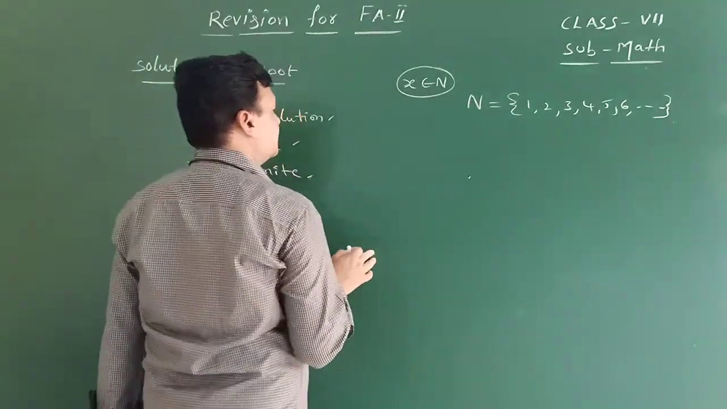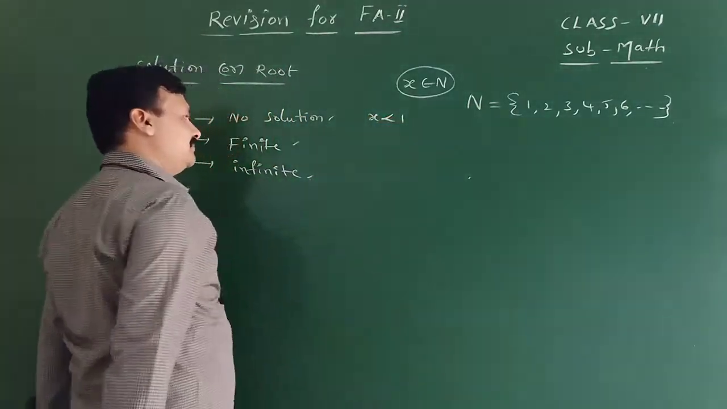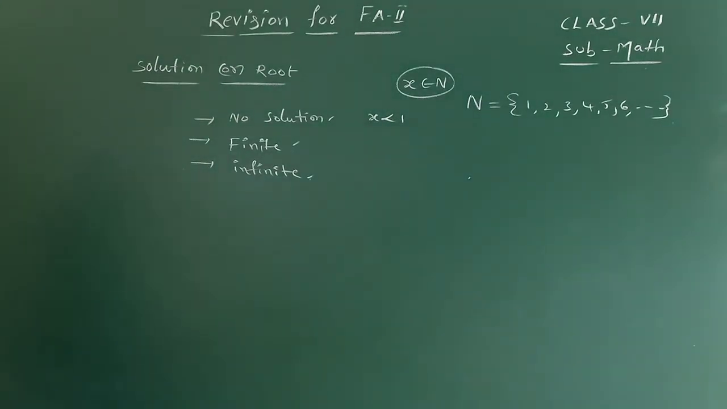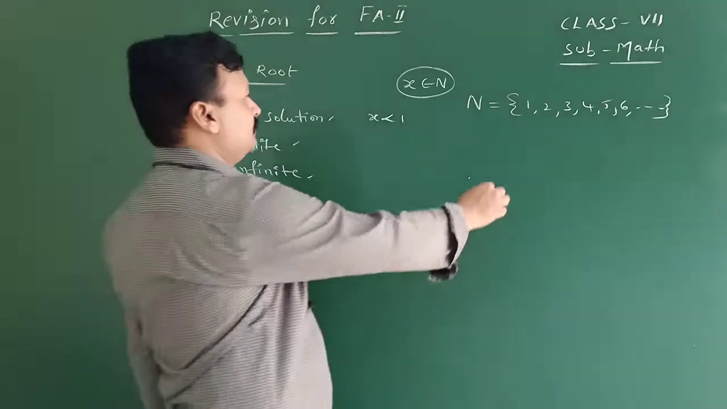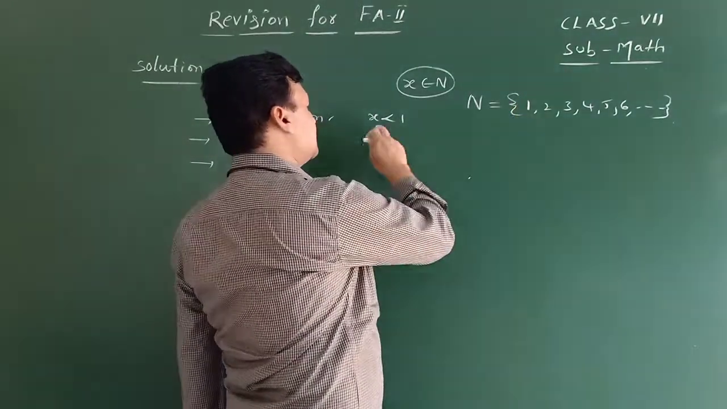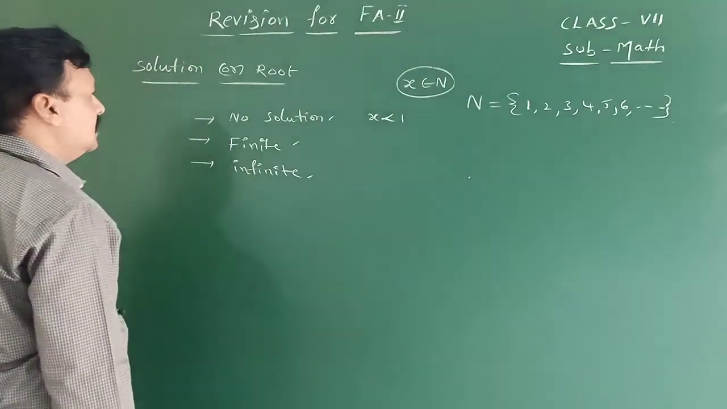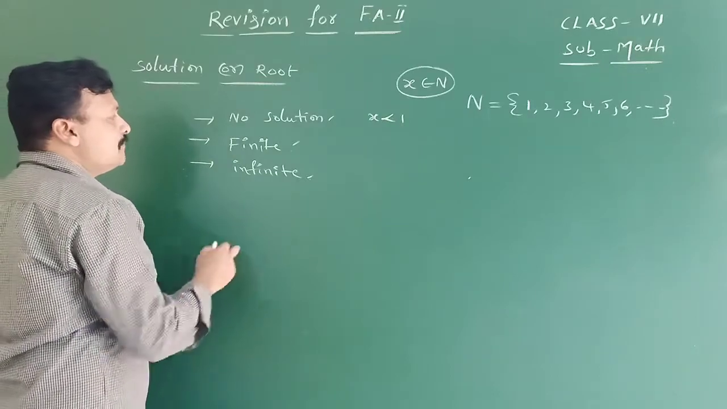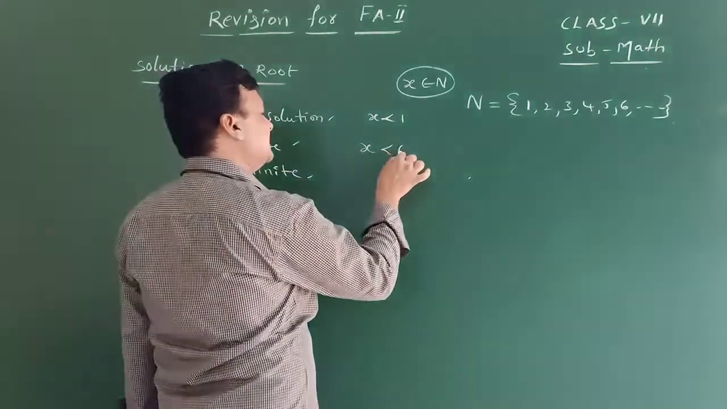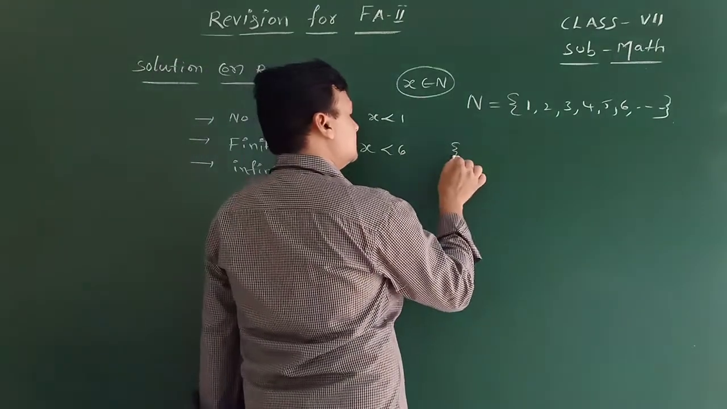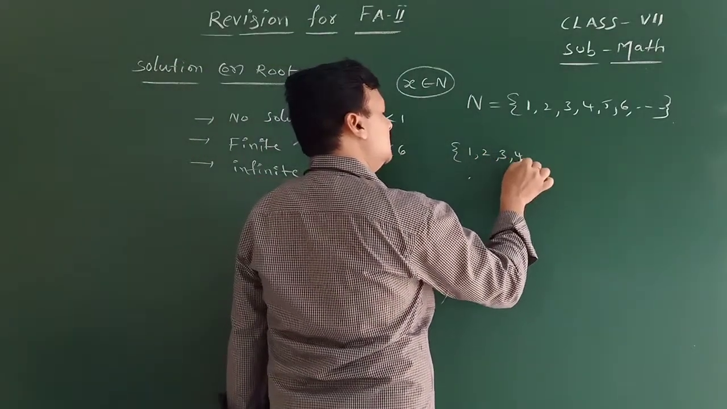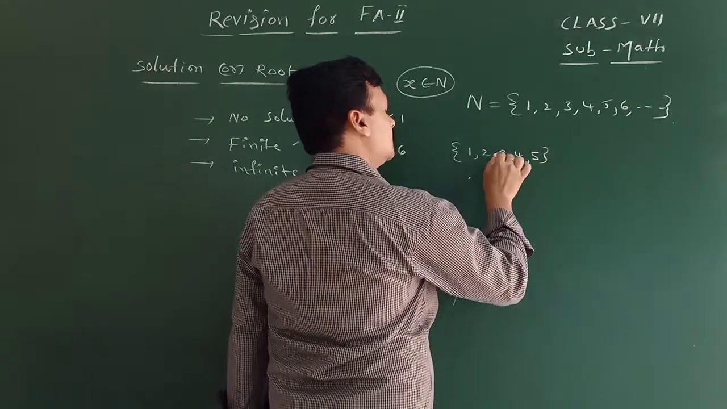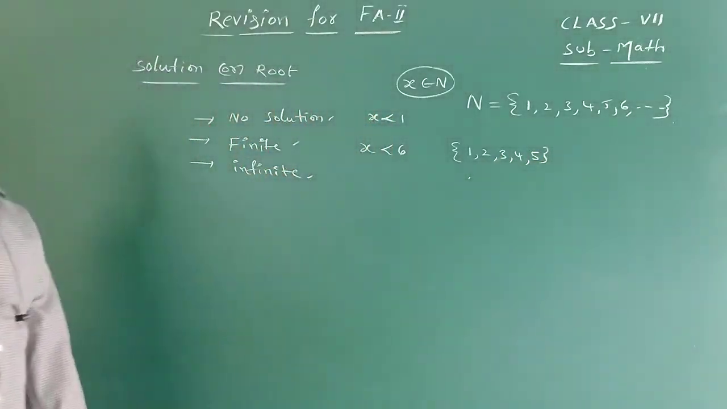From this replacement set, x < 1 is given. x < 1 means there is no natural number less than 1 in the set of natural numbers. The least number is 1. That's why there is no solution for this replacement set. Now x < 6 is given. Here the solution set is 1, 2, 3, 4 and 5, the natural numbers less than 6.